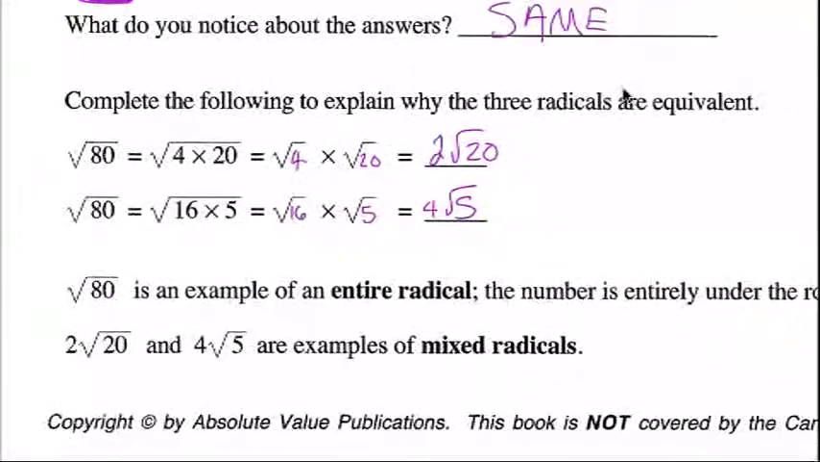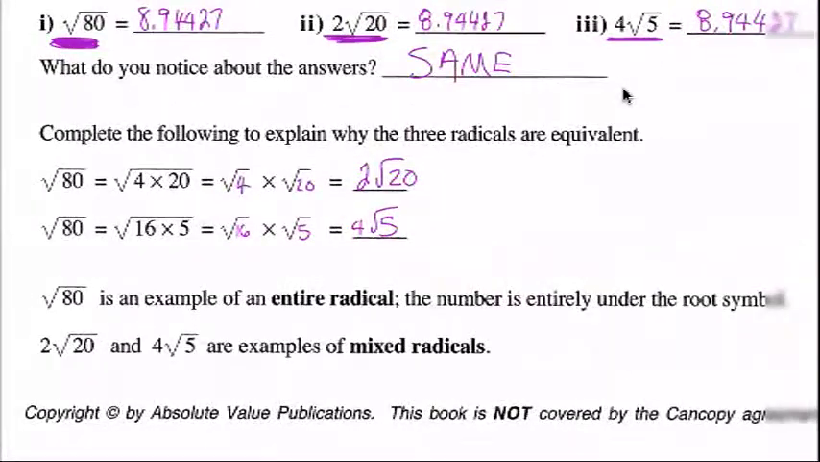Square root 80 is an example of an entire radical. The number is entirely under the root symbol. 2 root 20 and 4 root 5 are both examples of mixed radicals. So those are both examples of mixed radicals for the square root of 80. But one of them is more correct than the other.